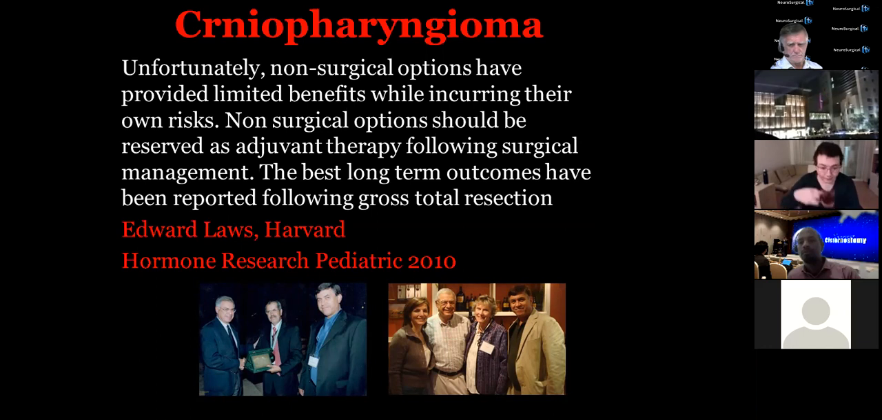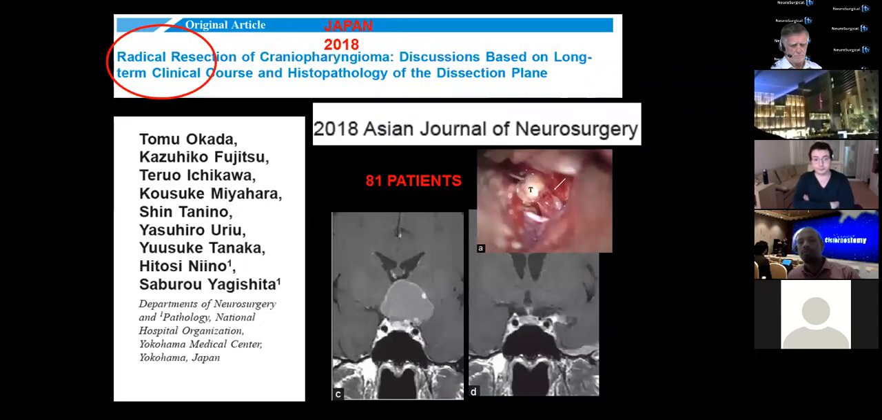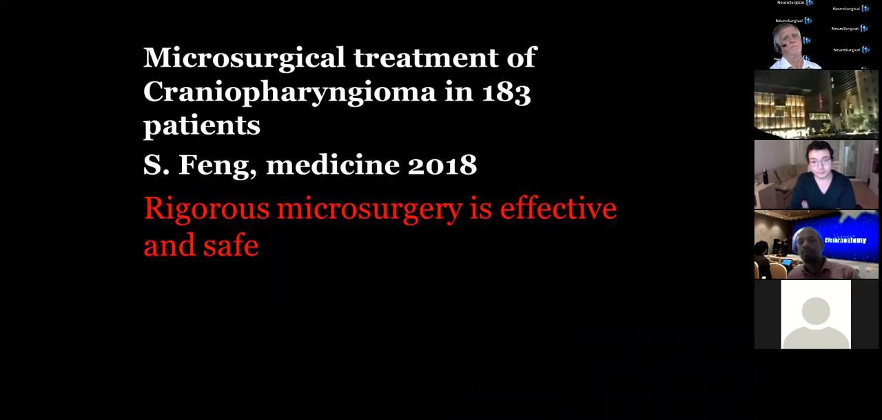Do you need more evidence? Here you are. From Korea, 2015, complete resection. Is complete resection possible? Yes, yes, yes. Again, another recent one, 2018. Radical excision of craniopharyngioma from Japan, 81 patients, radical excision. Again, radical excision from Fung, 2018.